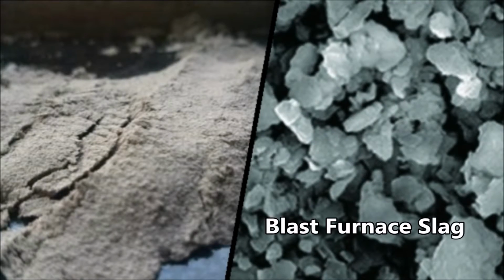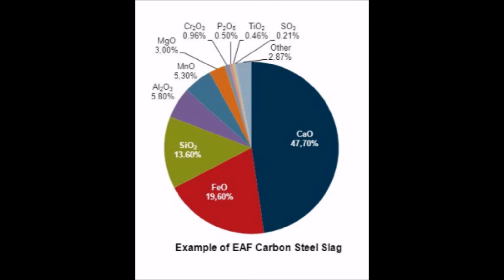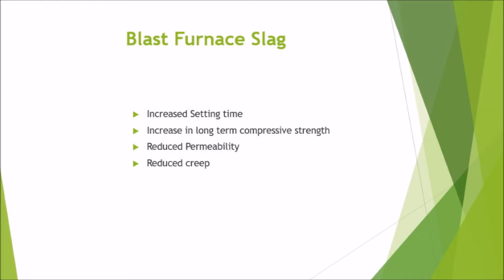Blast furnace slag is an industrial waste made in iron production which can be repurposed to replace a portion of the cement. When converted to a powder, ground granulated blast furnace slag forms a compound chemically similar to cement, composed predominantly of oxides of silica, magnesium, calcium, alumina, and lime. This has a number of effects on plastic and hardened state properties, including but not limited to increased setting time, increase in long-term compressive strength, reduced permeability, reduced creep.